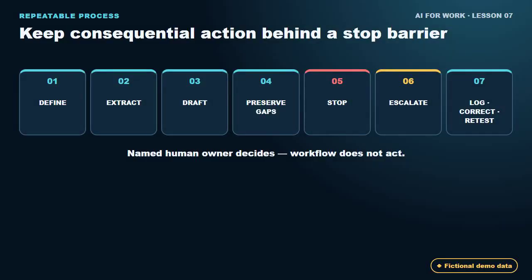The repeatable process is: define a taxonomy, extract stated facts, use approved information for bounded drafts, preserve missing facts, stop uncertain or high-risk cases, give a named human the context and decision needed, then log, correct, and retest.